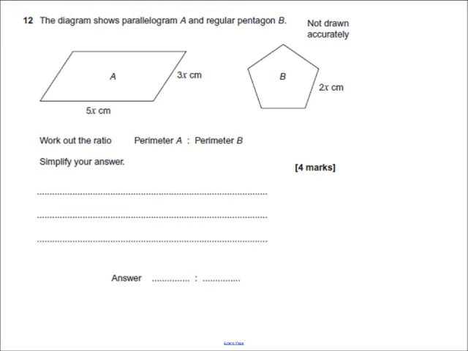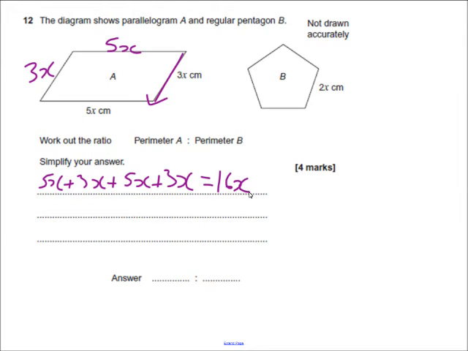Question 12 has given us a diagram showing a parallelogram and a regular pentagon. So it's asking us to work out the ratio of the perimeter of A to the perimeter of B. So to find the perimeter of A, we need to add up all of the sides as we go around the shape. So we've got 3x, 5x, this side must be 3x, and this must be 5x. So add all the x's together. 5x plus 3x plus 5x plus 3x gives us 16 lots of x.